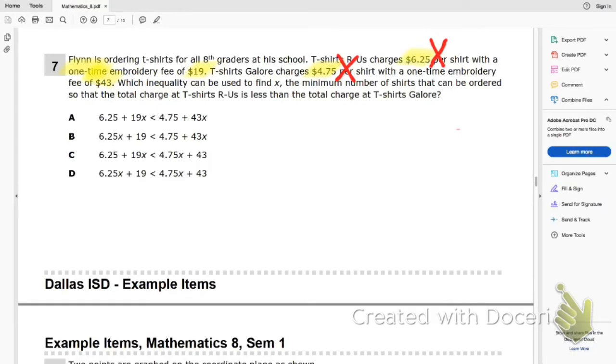Which inequality can be used to find x, the minimum number of t-shirts that can be ordered, so the total charge of T-shirts R Us is less than the total charge of T-shirts Galore? This question is asking me how I would set it up, not exactly how I'd solve it, because there's no solving in this one. So this is actually easier. You're just going to read it left to right. So it's 6.25, the coefficient in front of the variable, with a one-time embroidery fee of $19. We're adding the 19. T-shirts Galore charges $4.75.